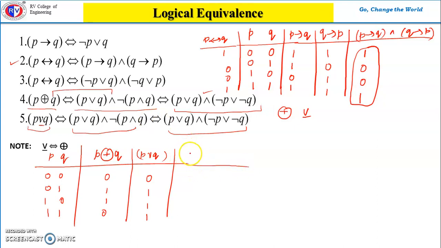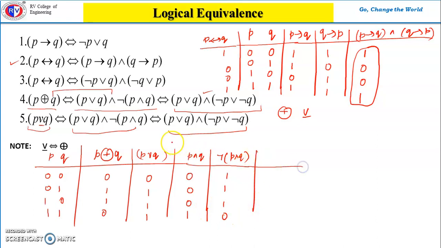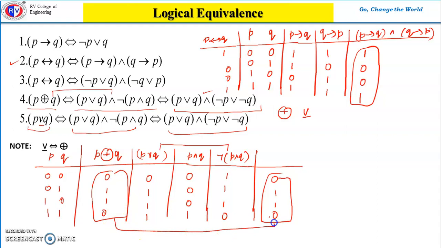And then negation of P and Q. So first we'll write P and Q. So P and Q will be 0 0 0 1, and then we'll take negation of P and Q. So it will be 1 1 1 0, and then this one and this one we need to take AND again. Okay, so it will be 0 1 1 0. So you can see here this is the final answer, and here this one, both are the same, right? 0 1 1 0.